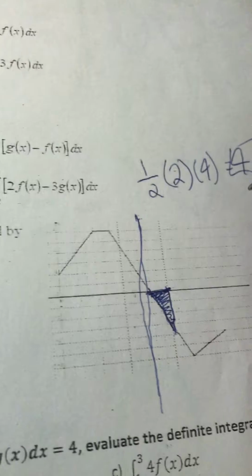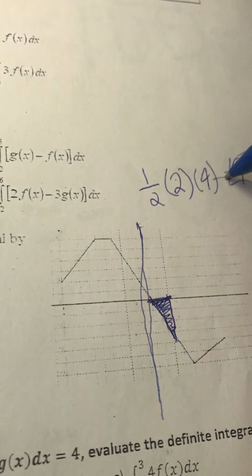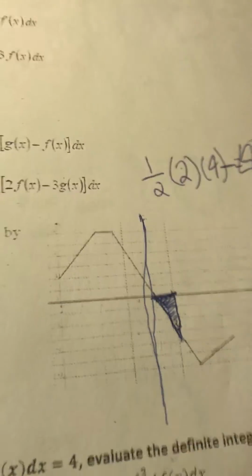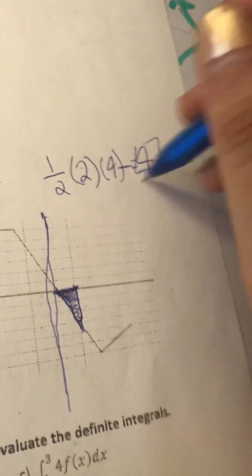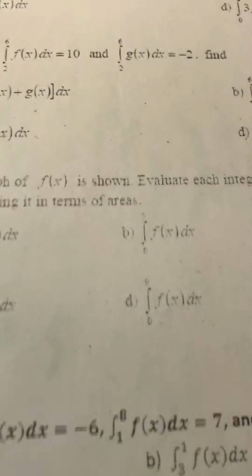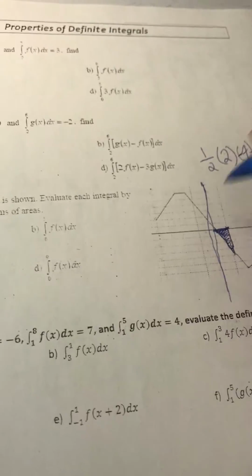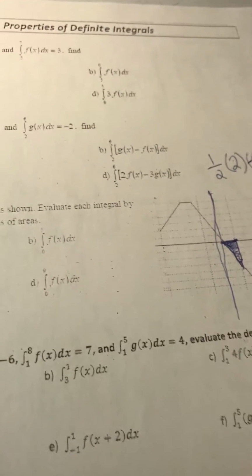Oh, sorry, I missed something. It's negative because it's under the x-axis. That's a pretty big mistake, but I'll move on. It's negative 4, because you're going down. That makes sense though. Whenever it's under the x-axis, the value is going to be negative.